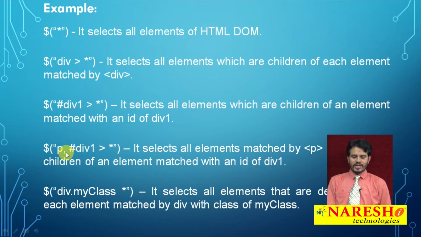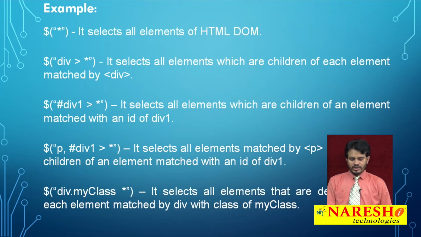So this selector expression uses two selectors, one before the comma, one after the comma. Before the comma, P means it selects all the elements matched by P. After the comma, it also selects all the elements which are children elements, due to this star, of one element with an id of div1. The first selector selects all the paragraph elements as well as all the elements which are children of one element with an id of div1.